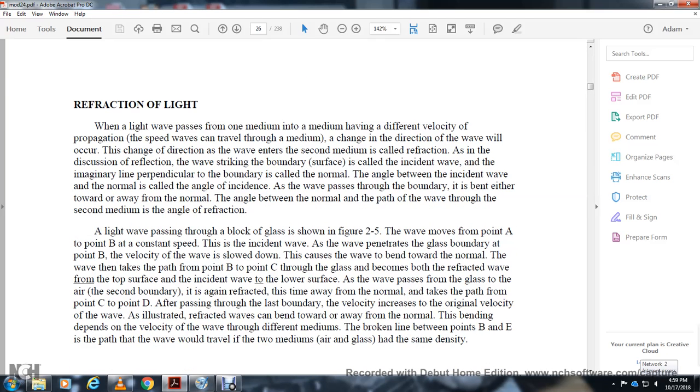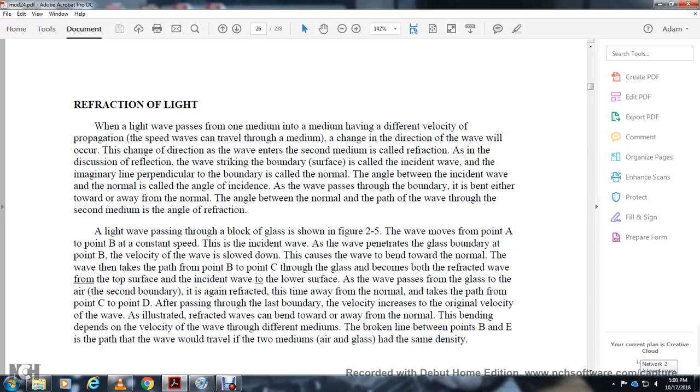A light wave passing through a block of glass is shown in figure 2.5. The wave moves from point A to B at constant speed. The incident wave penetrates the glass boundary at point B. The velocity of the wave slows down. The top of the wave is bent toward the normal. The wave takes the path from point B to C through the glass, and some of the wave is reflected from the top surface of the incident wave.